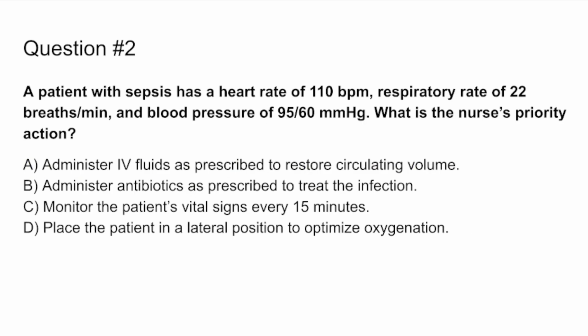Question 2. A patient has sepsis. A patient with sepsis has a heart rate of 110, respiratory rate of 22, and blood pressure of 95/60. What is the nurse's priority action? So already we want to look at what's out of range. Respiratory rate seems a little elevated, nothing crazy, just a little elevated. Heart rate, we want it from 60 to 100, so that's a little elevated, and blood pressure is low.